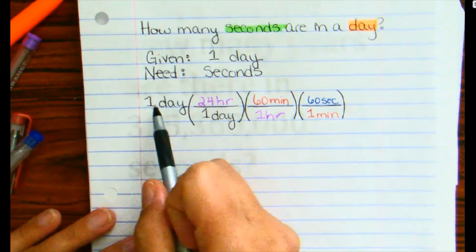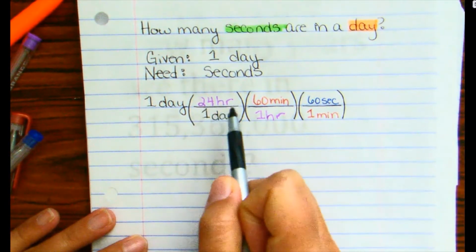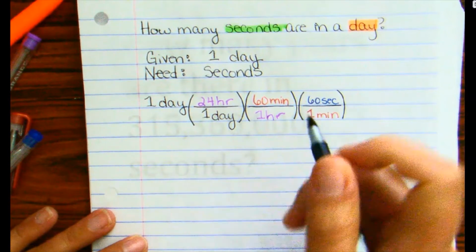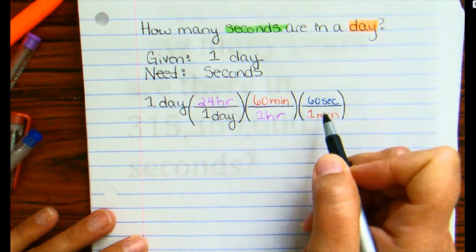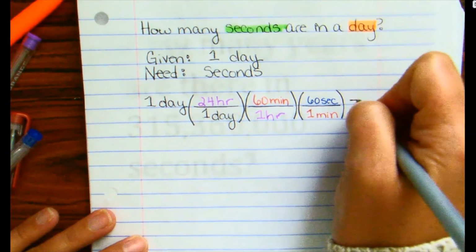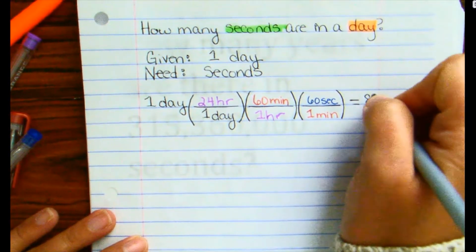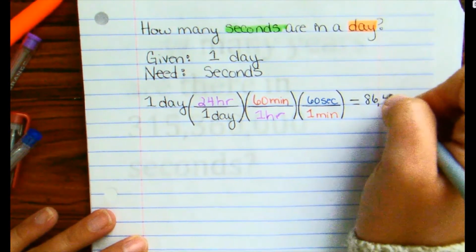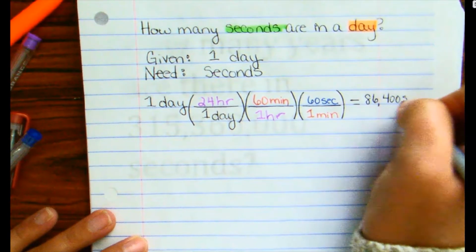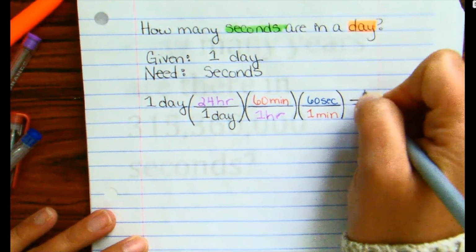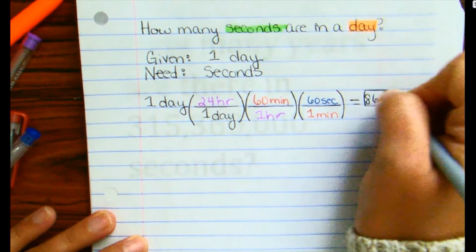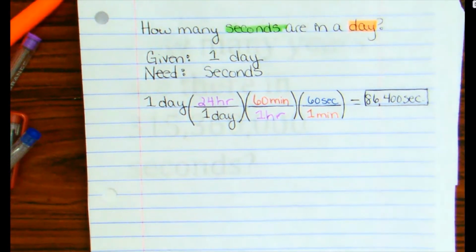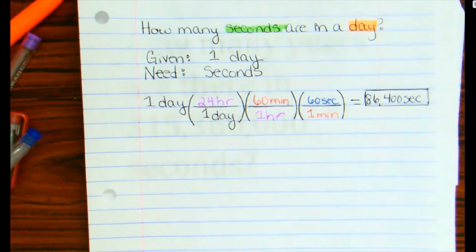And then remember, you multiply across and divide down. And that leaves you with 86,400 seconds. And we're going to box the answer, because that is proper to box your answers. And we have solved a problem together.